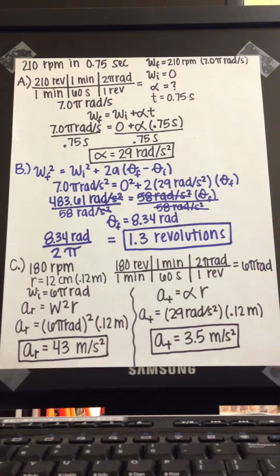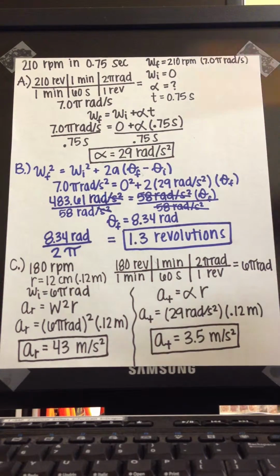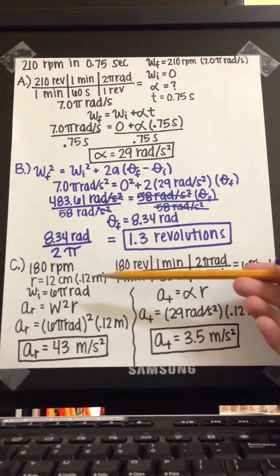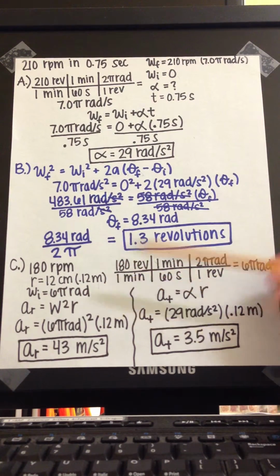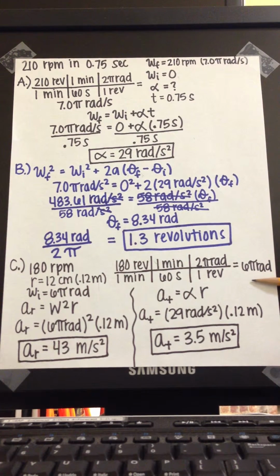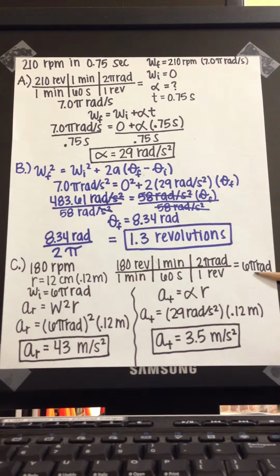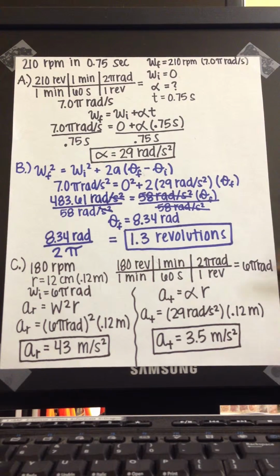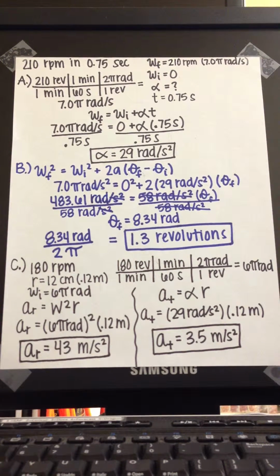And for part C, they ask you to find the radial and tangential components, and they give you a new speed, which is 180 revolutions per minute, and they give you the radius, which is 12 centimeters or 0.12 meters. Just like in part A, in this part you also have to convert revolutions per minute to radians per second. After you use unit analysis to do that, you get that 180 revolutions per minute is 6 pi radians per second.